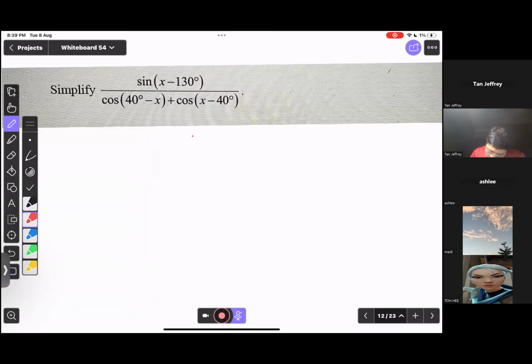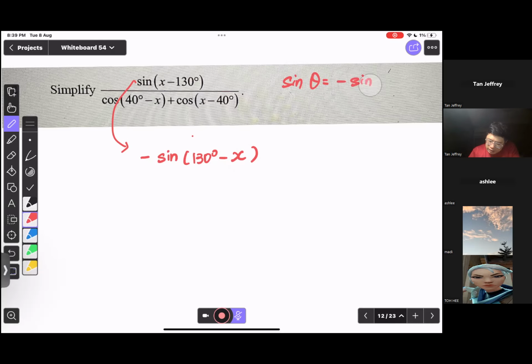Okay, so sine of x minus 130. Can I say this is the same as negative of sine of 130 minus x? Because negative sine theta is the same as sine of negative theta. So if you treat this as theta, then this part is negative theta. Make sense?